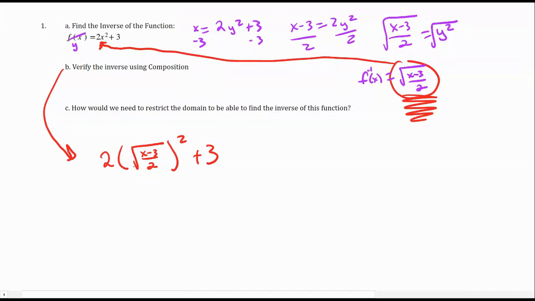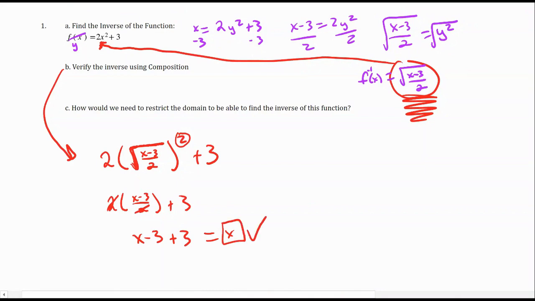So the first thing I'm going to do is PEMDAS. I do the exponents first. When I have a square root and I'm squaring it, those two things go away. So really what I'm left with is this equation here. Now I'm going to multiply. So I multiply 2, and that cancels out this 2 here. And then I add these together. Negative 3 plus a positive 3 is just x. So we're good to go.